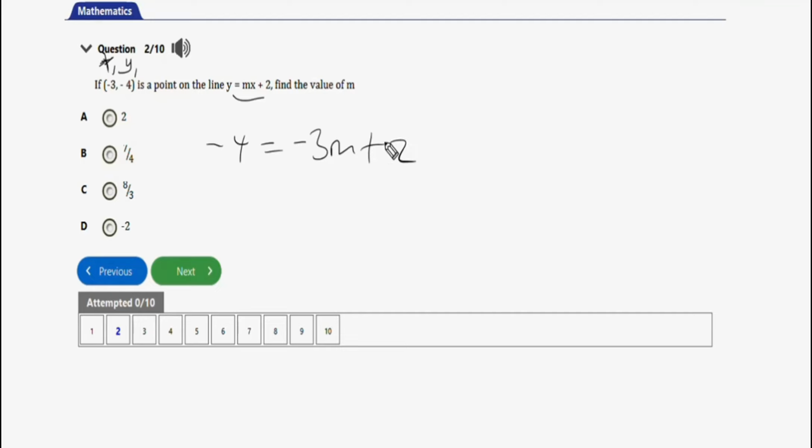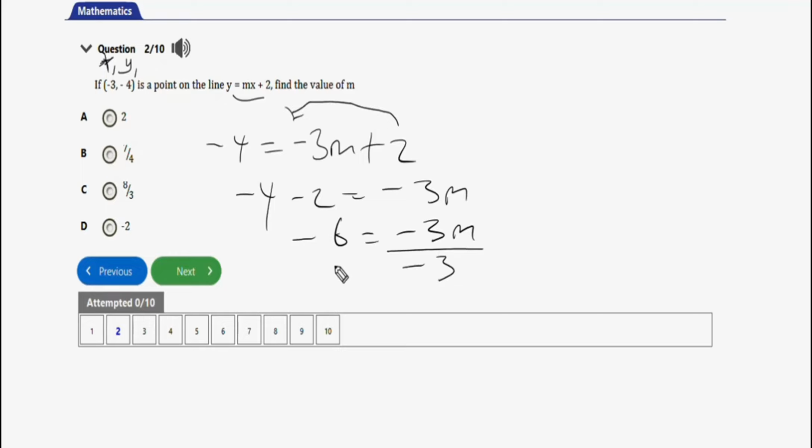So we want to solve the formula, this will cross over, change to negative, we're going to have minus 4 minus 2 equals minus 3m. We're going to have minus 6 equals minus 3m. Divide both sides by the coefficient of m, minus 3, which will give us minus 3 over minus 3. So m will be what, 2. So if this cancels out, we're going to have 2. So the right option for this question is option A. 2 is the value of m. So that is for this question.